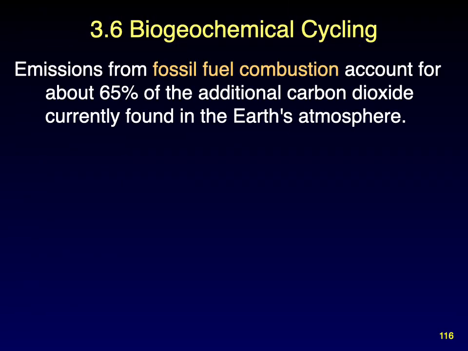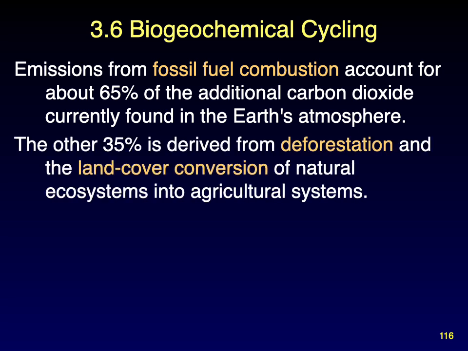So fossil fuel combustion currently accounts for 65% of the carbon that we now find in the atmosphere. The other 35% is from deforestation and land cover change. So taking natural ecosystems and converting them into agricultural systems replaces a large amount of biomass by a small amount of biomass, and there's a net export of carbon dioxide into the atmosphere.